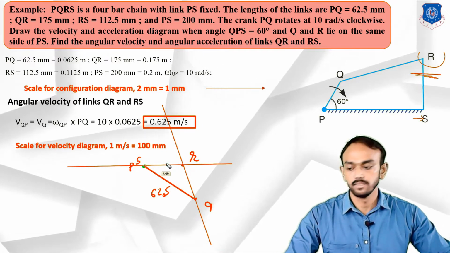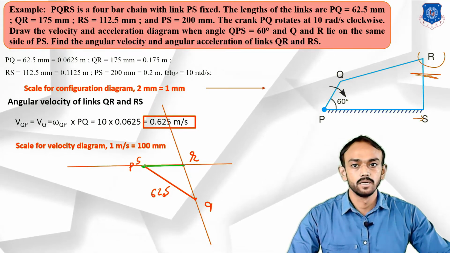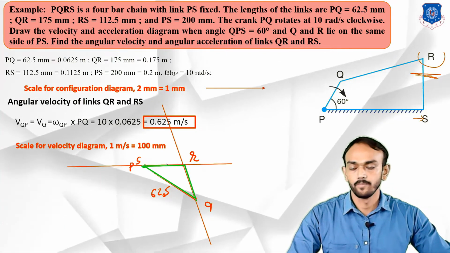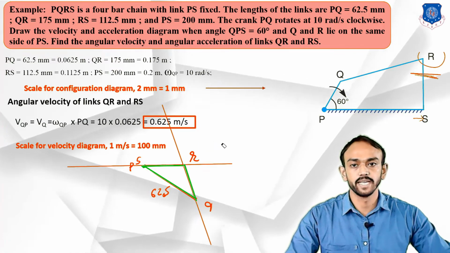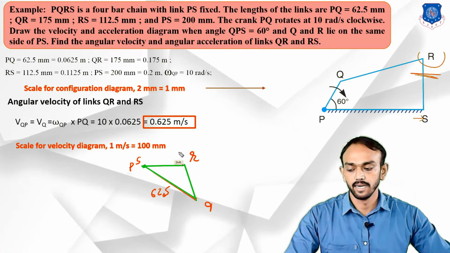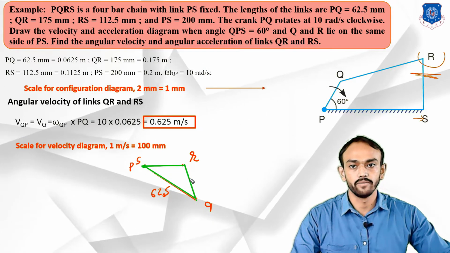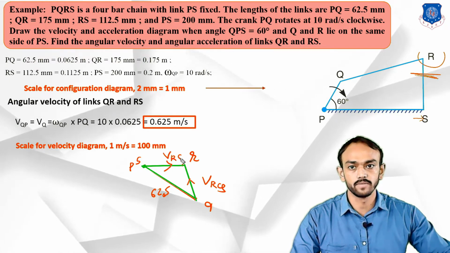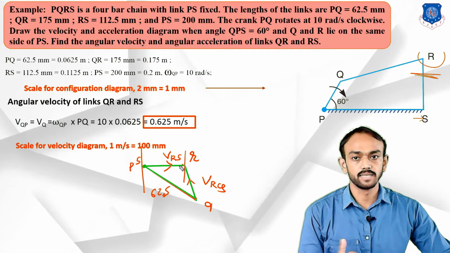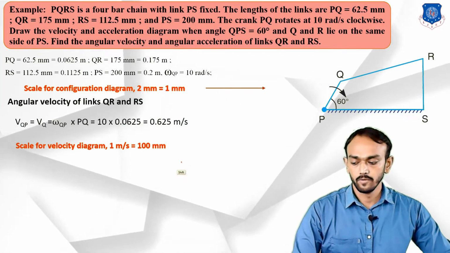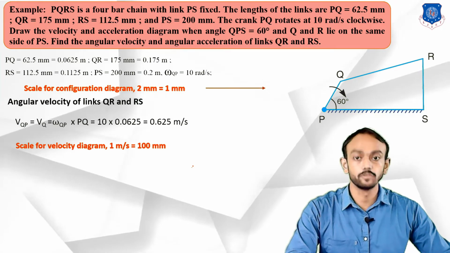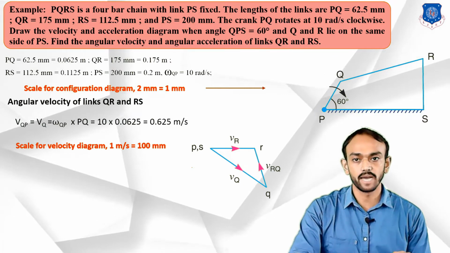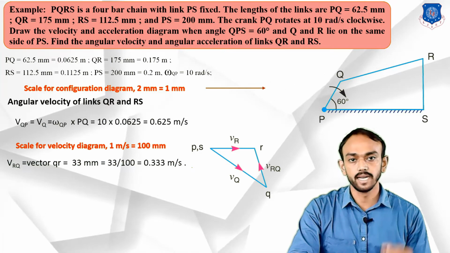Okay, and you can see here, this is the velocity diagram of this 4-bar chain mechanism. And here, if I draw in this direction, this is the velocity of R with respect to Q, and this is the velocity of R with respect to S. If you measure this distance, you will find the velocity of R with respect to S and also Q. So this will be our velocity diagram, you can see on the screen. Now find the velocity of R with respect to S and Q.